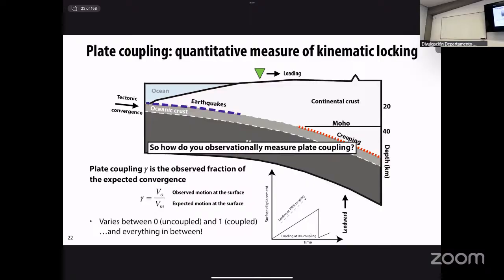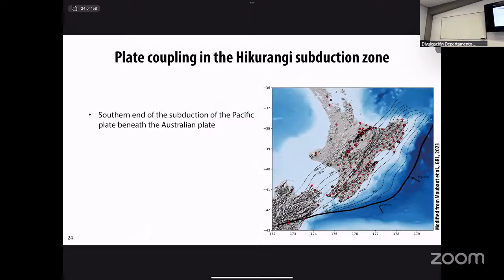So how do we observationally measure this, now that we have some sort of definition that we can operate with? We're going to do that with geodetic motion of the surface. And we're going to be looking at the Hikurangi subduction zone. This is based on work that a former postdoc of mine, Louise Bourgon, was doing in New Zealand.